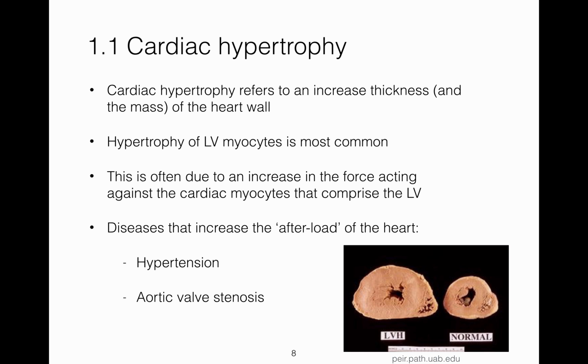Cardiac hypertrophy. Cardiac hypertrophy refers to an increase in thickness and mass of the heart wall. Hypertrophy of LV myocytes is the most common type of hypertrophy. This is often due to an increase in the force acting against myocytes that comprise the left ventricle. Diseases that increase the afterload of the heart, such as hypertension and aortic valve stenosis, cause left ventricular hypertrophy.